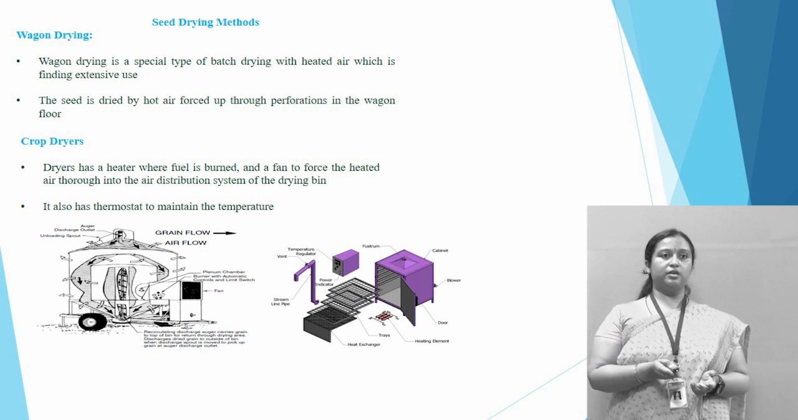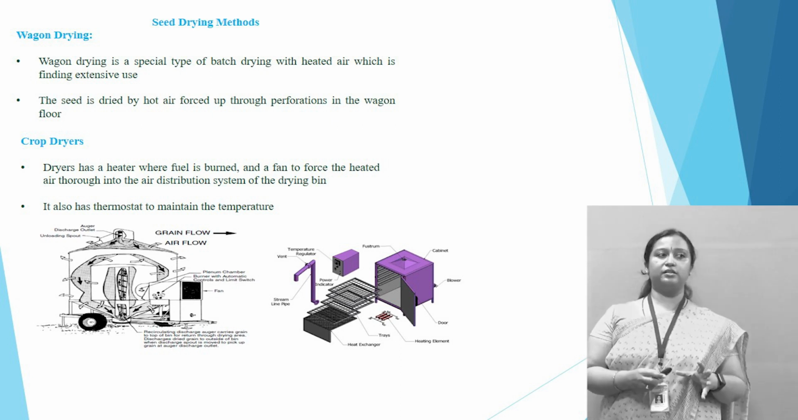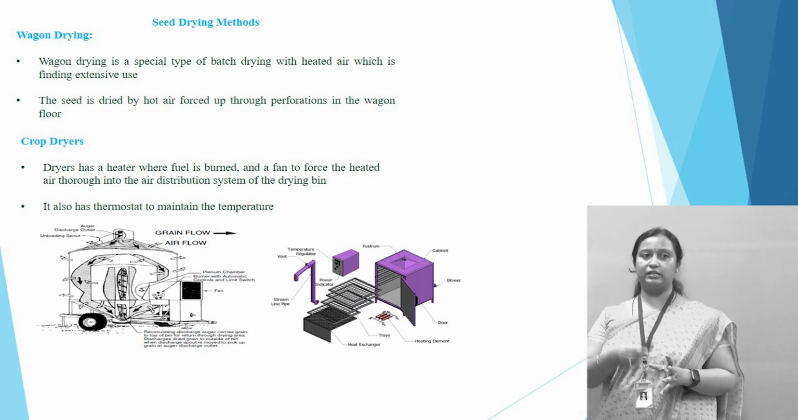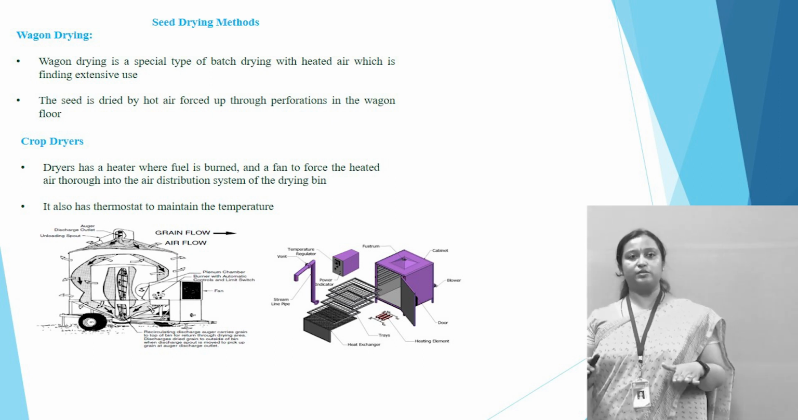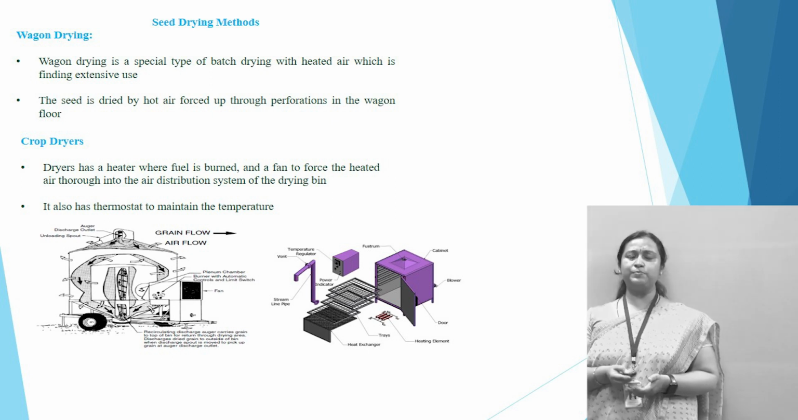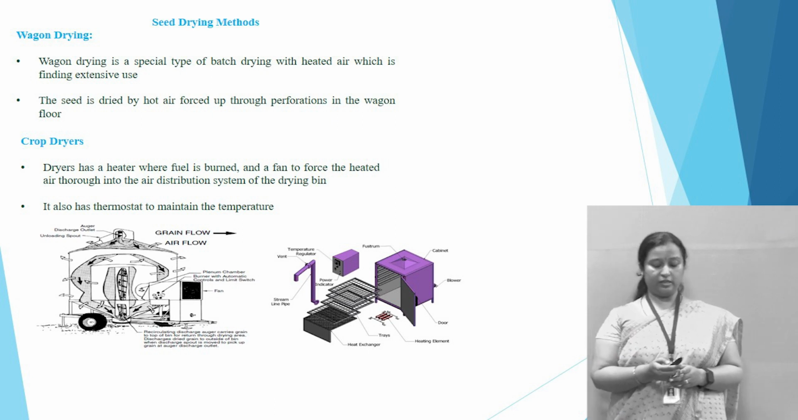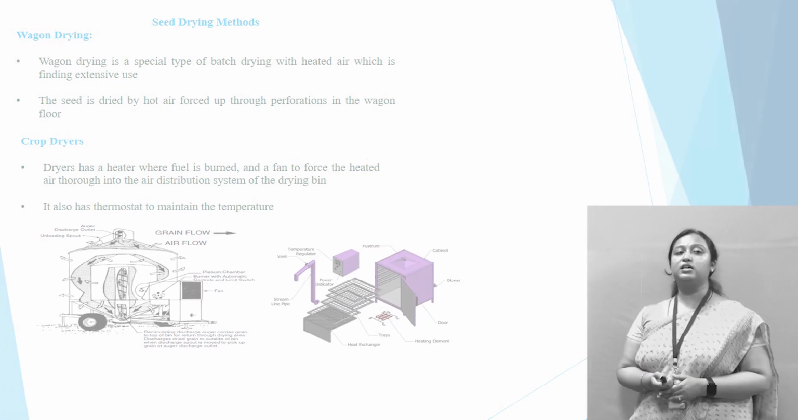Crop dryers, as you can see in the picture, have a temperature regulator and there is continuous hot air circulated throughout the seed samples. Seed samples are spread in batches and layers, which finally helps in effective drying of the seed samples. And the next one is bag drying.